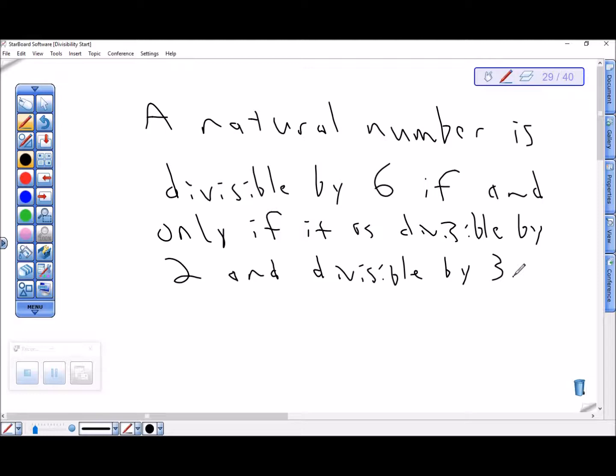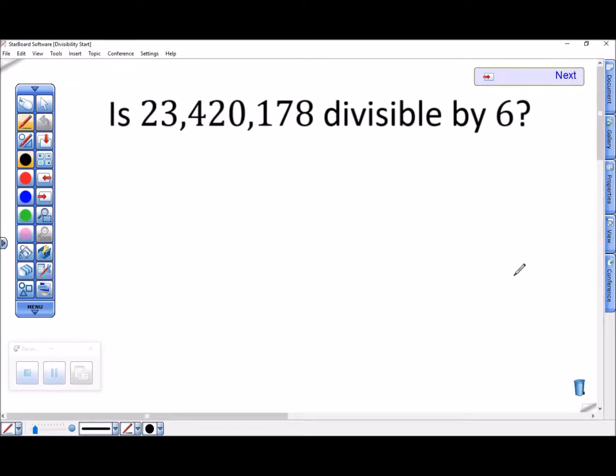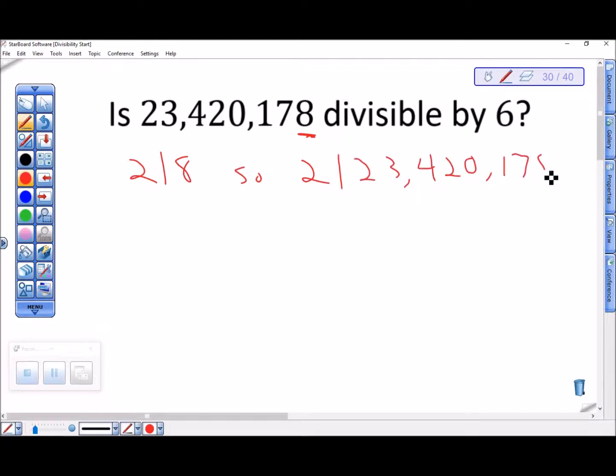That means to be divisible by 2, remember that it's even, or the last digit's divisible by 2. And divisible by 3 means the sum of all the digits is divisible by 3. So let's check out some examples. Is 23,420,178 divisible by 6? Well, it has the opportunity to be, because it's certainly divisible by 2, because 2 divides 8, so 2 divides 23,420,178. So now I need to check to see if 3 divides it.